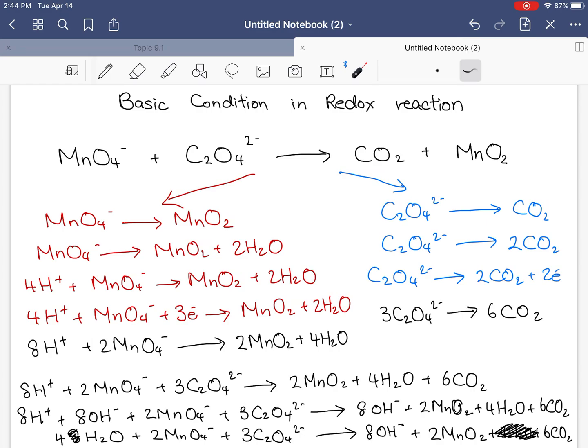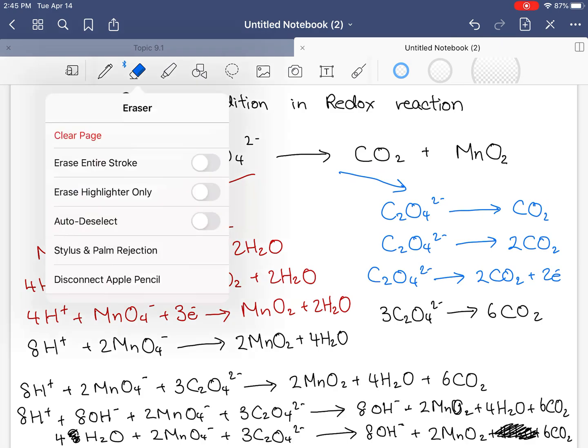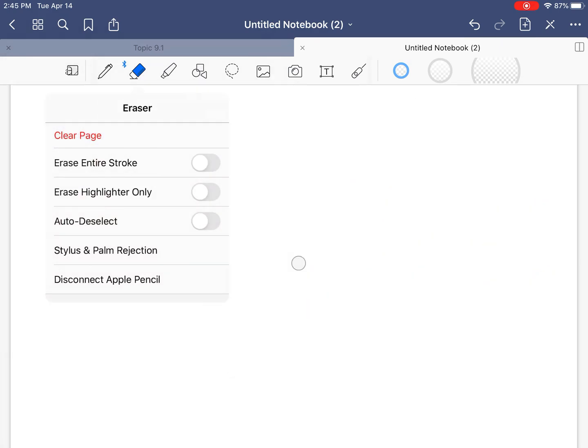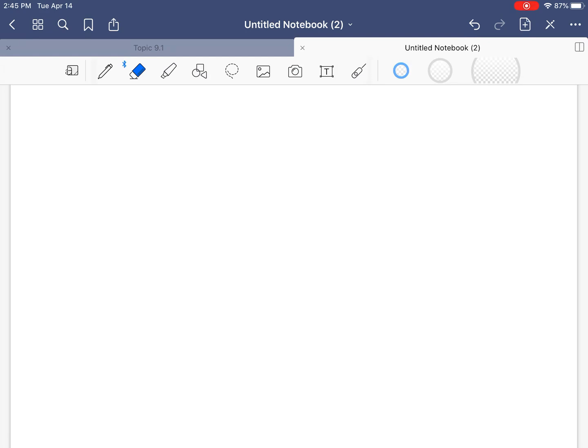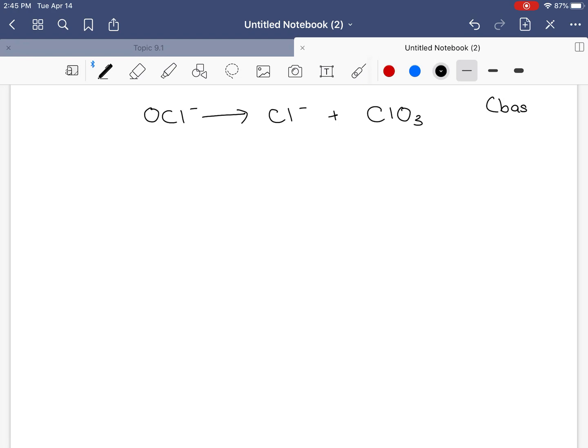Hopefully that helps. Now I'm going to do one more example with you, and then I'm going to call it for the day. So let's clear this page. Okay, let's do a special one. Let's do a very special one. Let's do one that looks like this. Again, under basic condition.